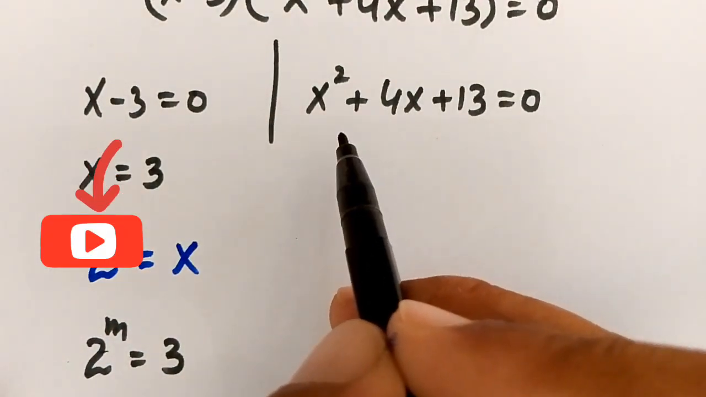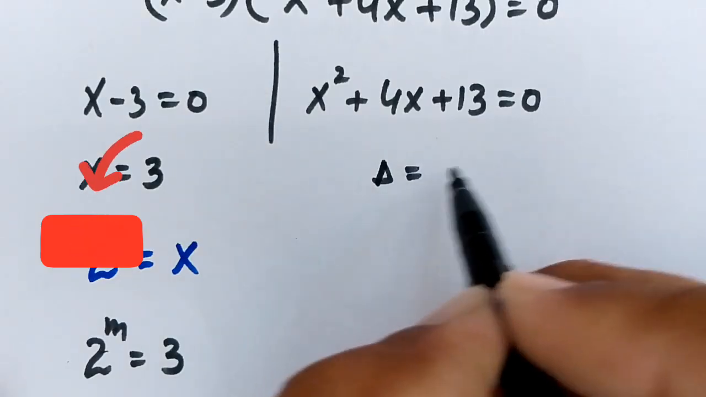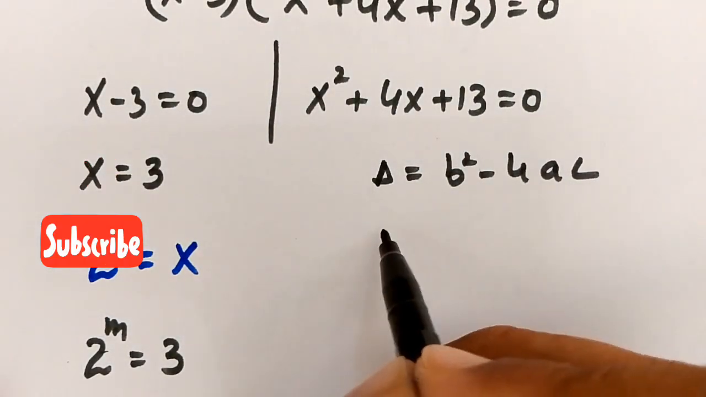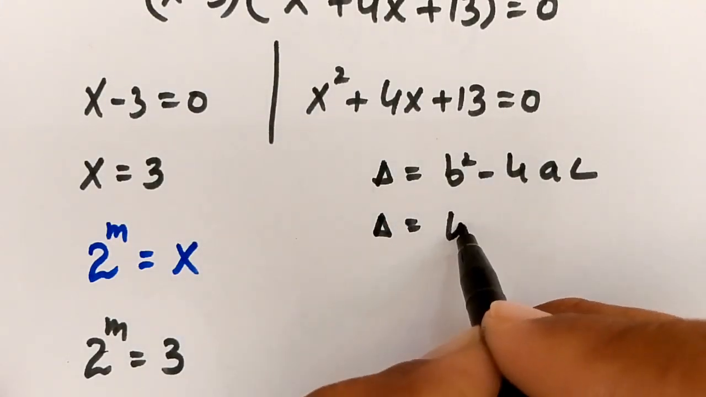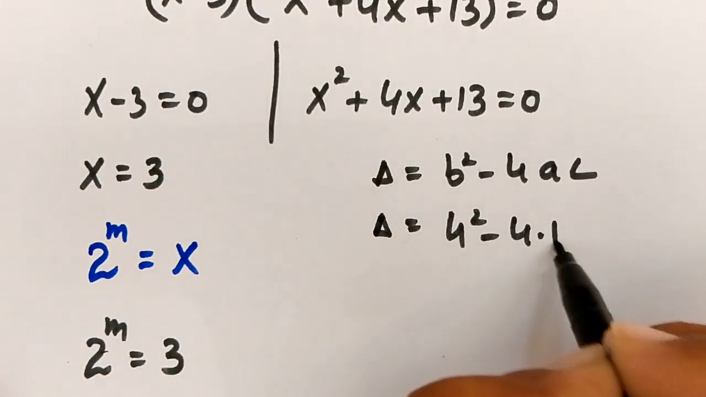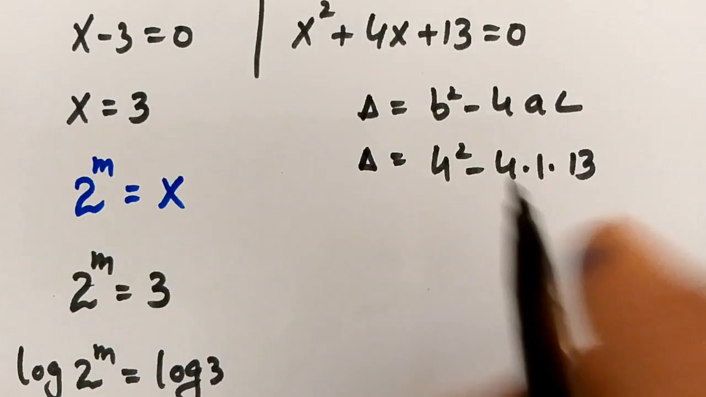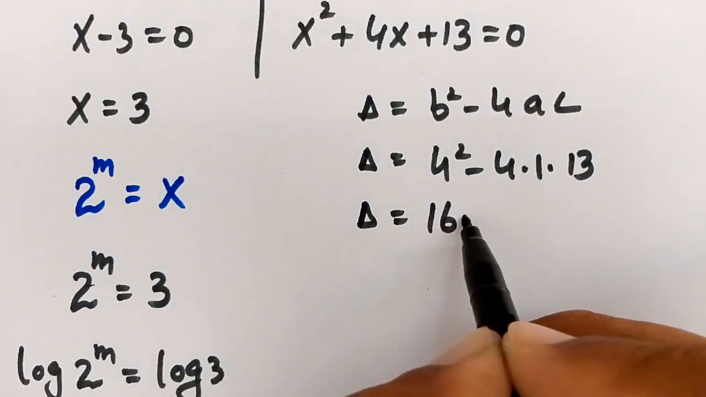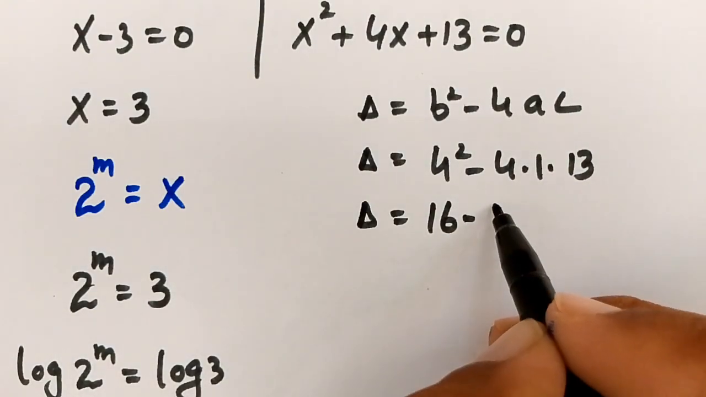We have to solve this case number second by discriminant formula. So here discriminant is equal to b square minus 4ac. Here b is equal to 4, so 4 square minus 4 times 1 times c is equal to 13. Now discriminant is equal to 4 square is equal to 16 minus 4 times 13, this is equal to 52.